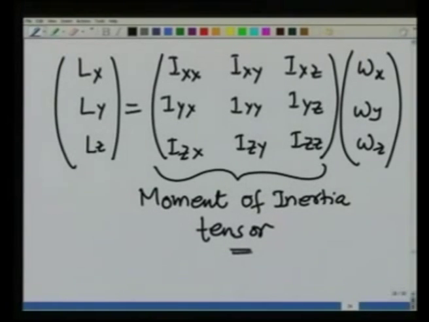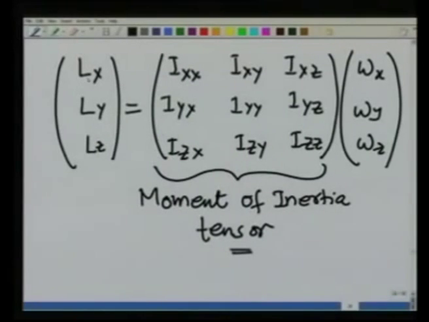It is a tensor because it has 9 components which transform in a particular way. So, the situation is quite complicated. To calculate Lx, Ly and Lz, we need these 9 components, well really 6 components, because Izx is equal to Ixz and Izy is equal to Iyz. So, 6 components, multiply them by omega x, omega y and omega z, and calculate the angular momentum.